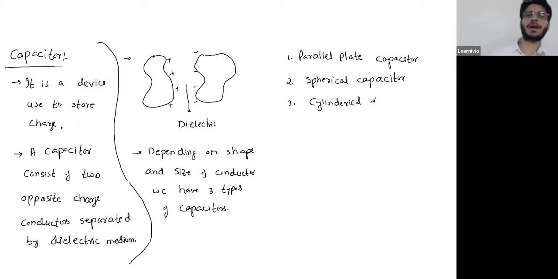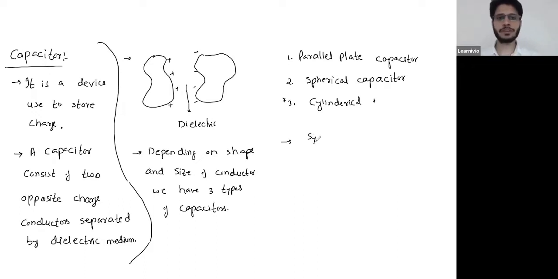In each of these capacitors, the two conductors have different shapes. In a parallel plate capacitor, the two conductors are basically two plates, one over the other. These plates could be rectangular, square, triangular, or disc, but they are two plates. In a spherical capacitor, your two conductors are two spheres basically. Two conducting spheres will form a spherical capacitor. Similarly, in a cylindrical capacitor, you have two conducting cylinders. The cylindrical capacitor is not a part of the syllabus. We'll do only the parallel plate capacitor and the spherical capacitor.